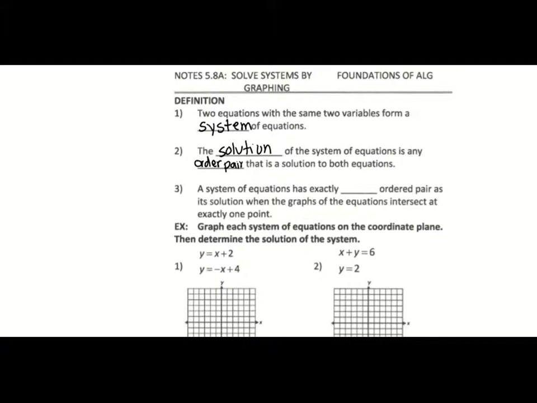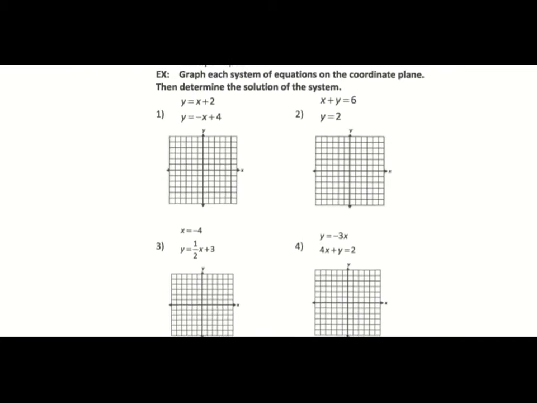A system of equations has exactly one ordered pair as its solution when the graphs of the equations intersect at exactly one point. So if we have two linear equations and we were to graph them on our graph, wherever those two lines come together, where they meet at that one point, that's our ordered pair. That is the solution to those equations. So if we look at some examples, it'll make a little more sense.